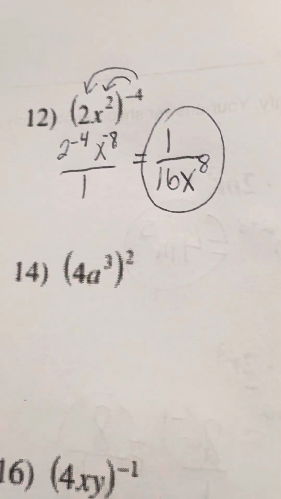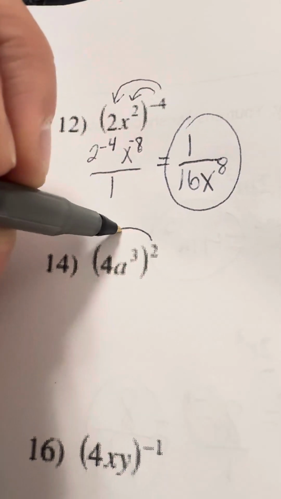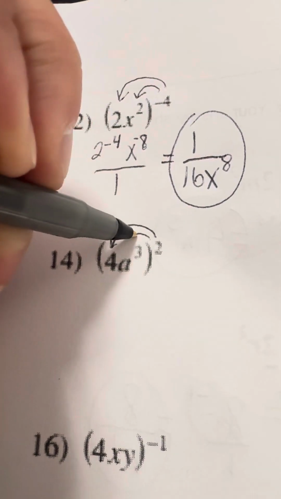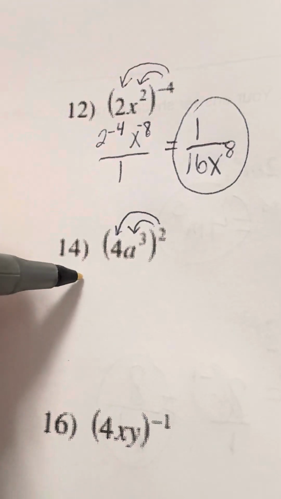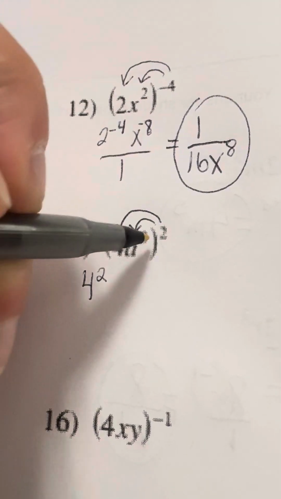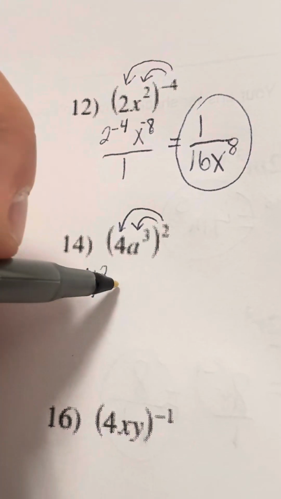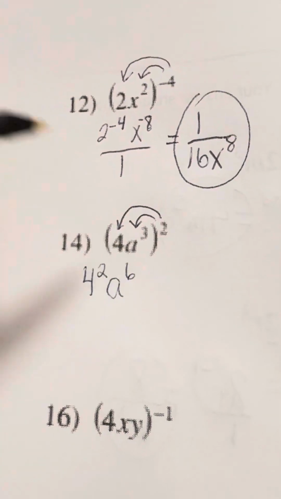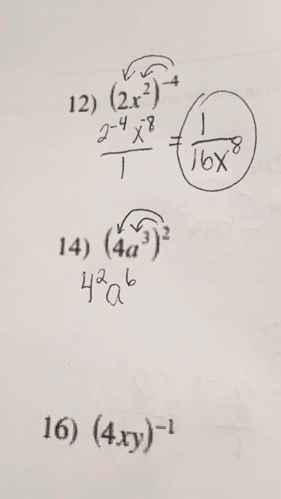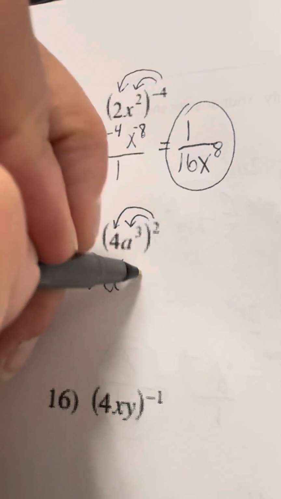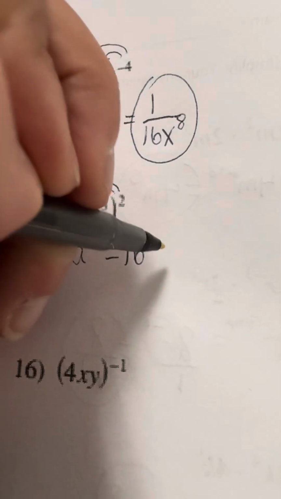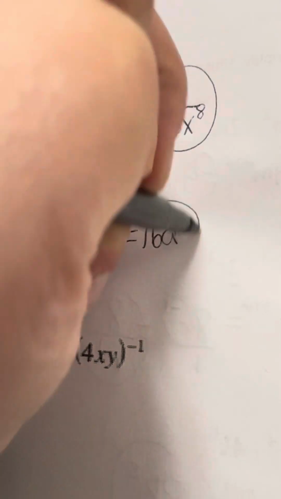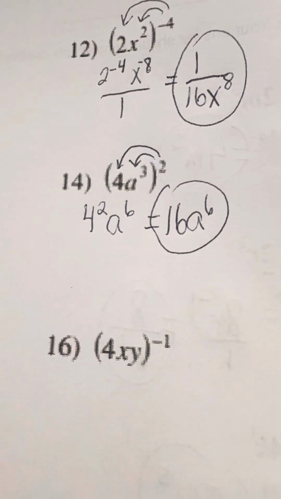And then we're going to do this one. We're going to take that 2, apply it to the 4, and then also apply it to the a to the 3rd power. So 4 to the 2nd power, and then 3 times 2, which is going to be a to the 6th power. Then I want to establish what 4 times 4 is. So 4 to the 2nd power is 4 times 4, which is 16. Not going to be able to do anything more with that a. So this would be my finalized answer for that one.